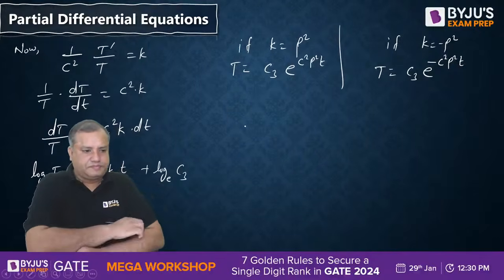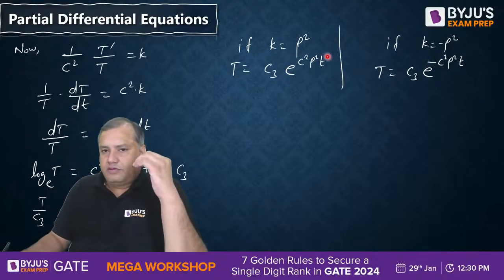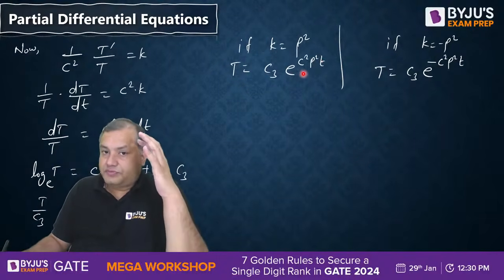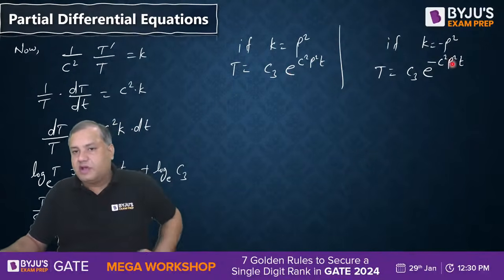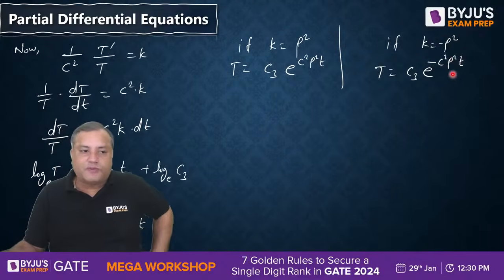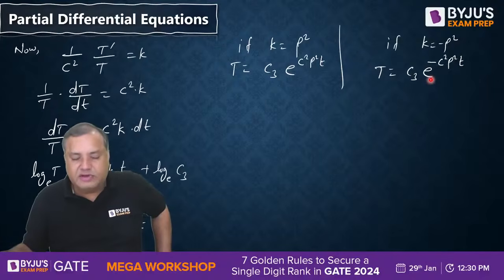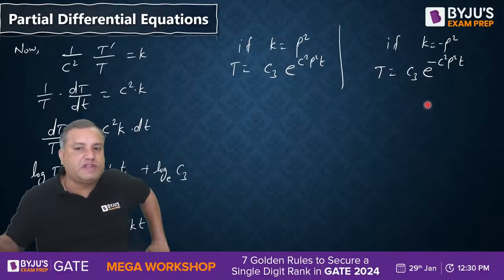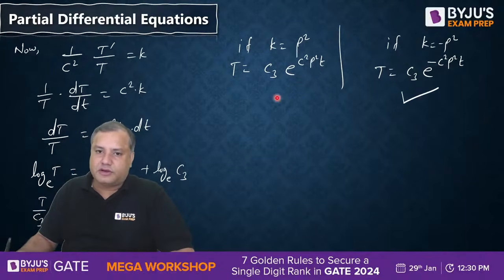Now see here, out of these two, with respect to time t, this one is exponentially increasing, and with respect to time t, this one is exponentially decreasing. This exponential decrease with respect to time t is in accordance with Newton's law of cooling. So the heat equation satisfies this one.